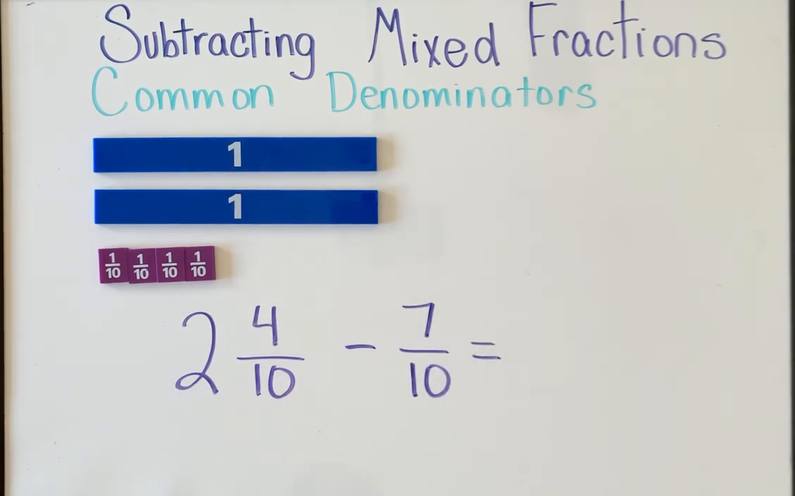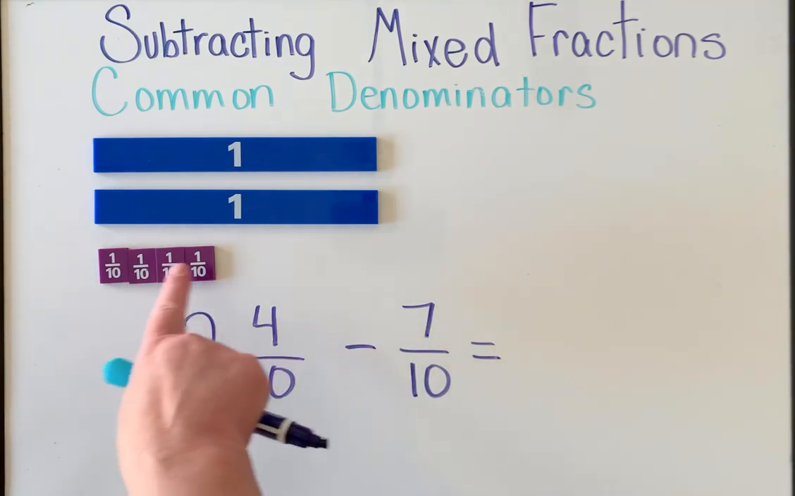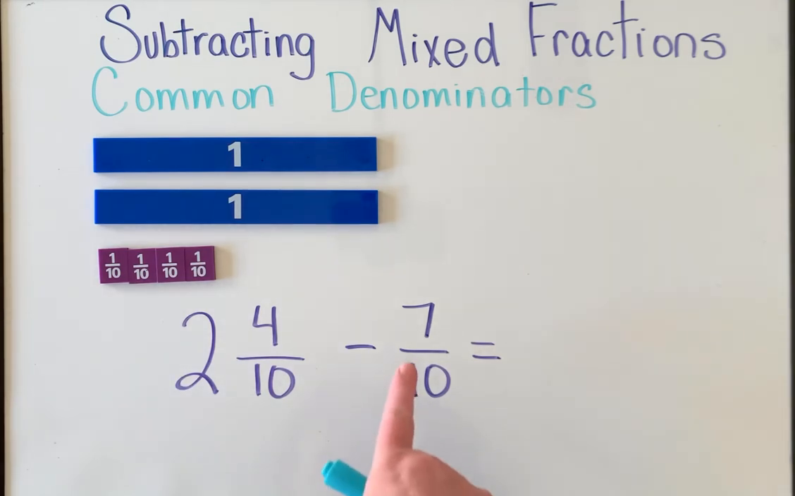Now, I can start with subtracting my whole numbers. I can clearly see that I don't have to take anything away, but sometimes that's not such a good thing. Sometimes we need one of those wholes. Let's look at our fractions to analyze that. So here I've got 7 pieces that I must take away, but as you can see, we've only got 4. Can I take 7 from 4? No, we can't. I need some more tenths.